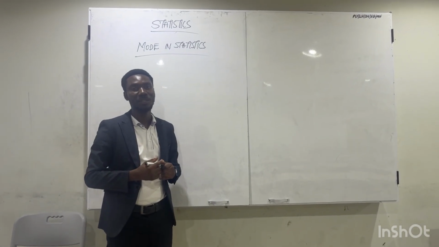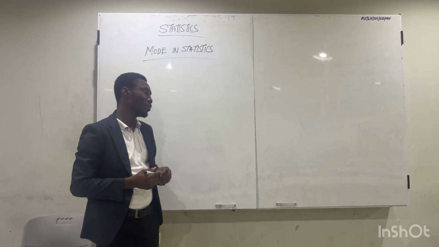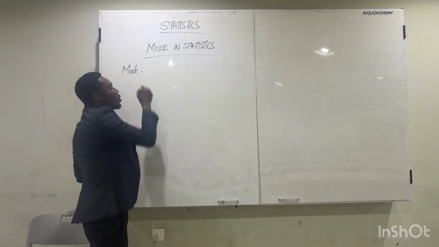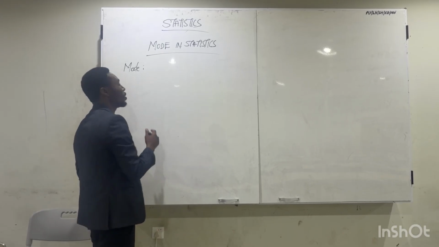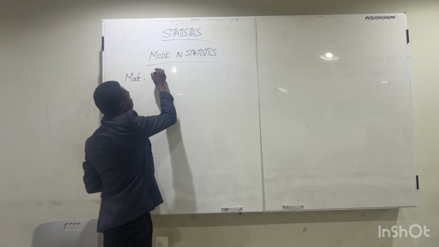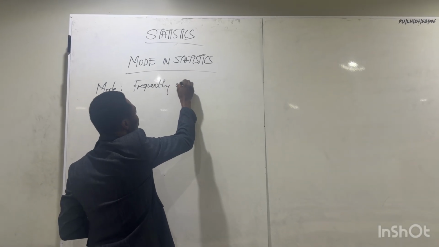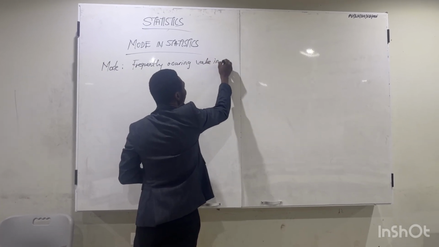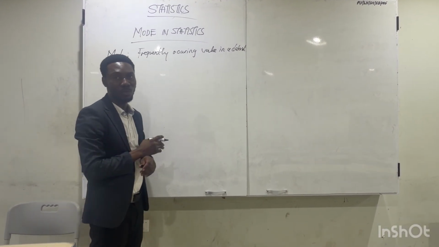Today we are going to concentrate on calculating mode in statistics. Now, let's look at the concept of mode in statistics. Mode simply means the most frequently occurring value in a data set, or the most frequently occurring observation in a data set.